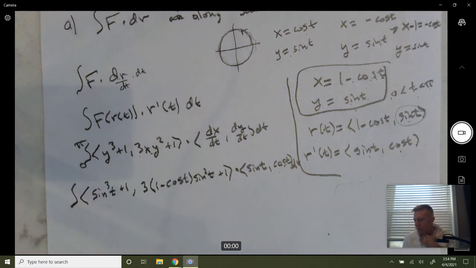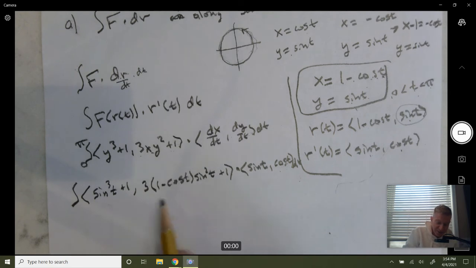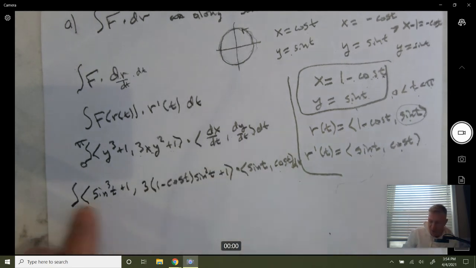Okay, so now we've got to, wow, this gets messy. But you can see, it's funny what they say in the book, because we could do this. You'd have to multiply all that out. You'd have to do the dot product.